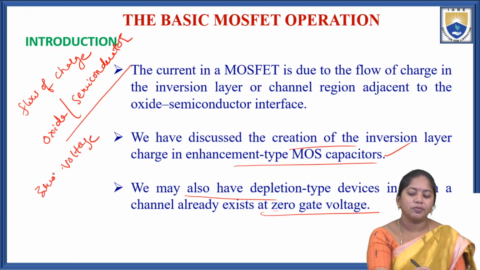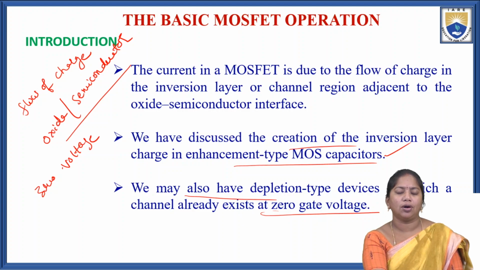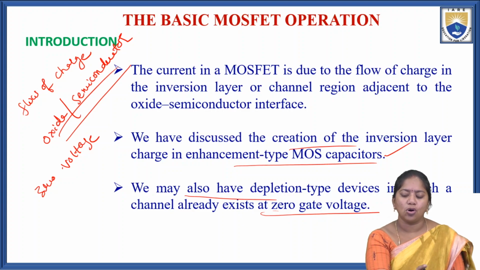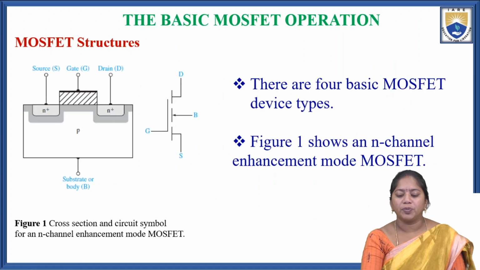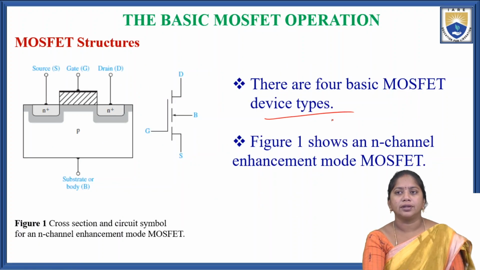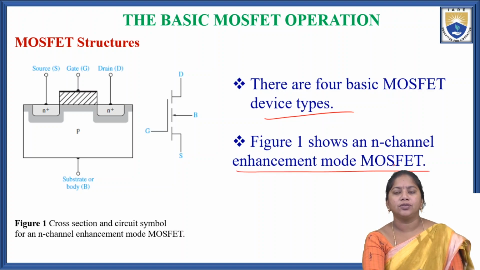So in MOSFETs, the current is due to the flow of charge carriers in the inversion layer or channel region adjacent to the oxide-semiconductor interface. In depletion type devices, the channel already exists at zero bias voltage. There are four basic MOSFET devices. Figure 1 shows the N-channel enhancement mode MOSFET, so we will discuss the enhancement mode MOSFETs.